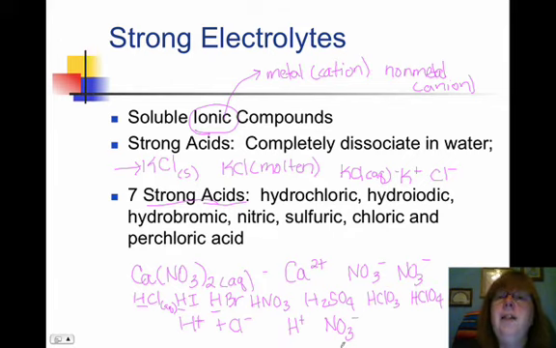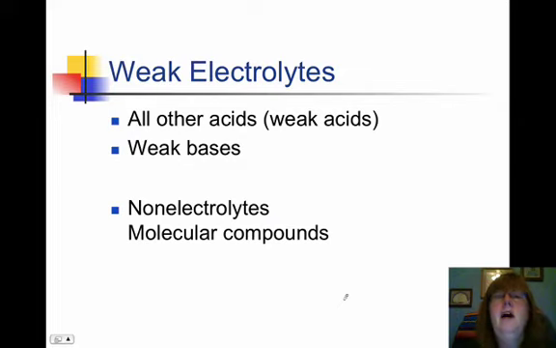Okay, strong electrolytes: soluble ionic compounds, so they're aqueous, and strong acids, and there are 7 of them, and they completely dissociate. They completely come apart in water, which causes them to form the H+ ion and then whatever anion is with it. Okay, now there are some things that do conduct an electrical current, but they're weak electrolytes.